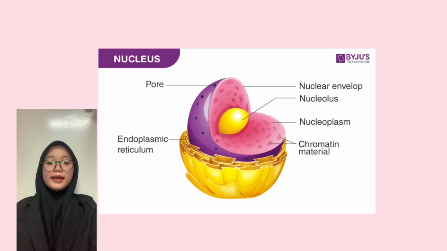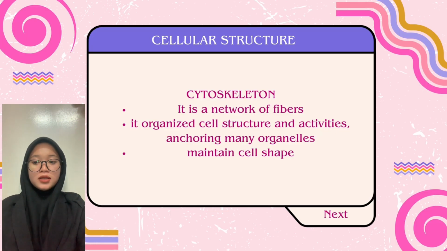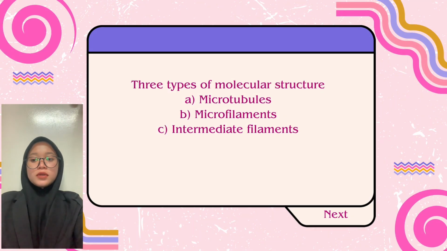Next, this picture can explain about nucleus. It has pore, endoplasmic reticulum, nuclear envelope, nucleolus, nucleoplasm, and chromatin material. Next is cellular structure, which is cytoskeleton. It is a network of fibers. It organizes cell structure and activities, anchoring many organelles, and maintains cell shape. 3 types of molecular structure: A. Microtubules, B. Microfilament, C. Intermediate filament.